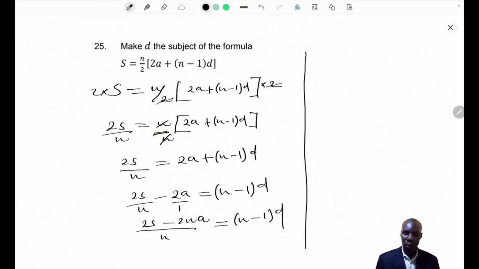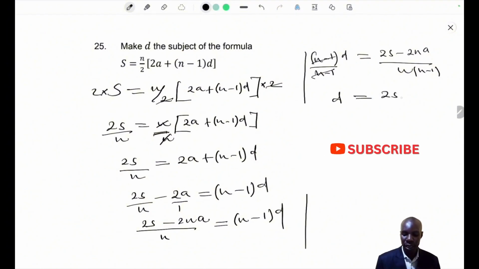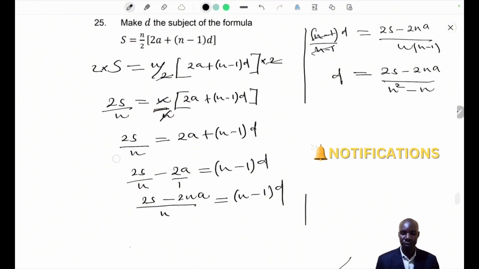So we now have n minus 1 d should be equal to 2s minus 2na over n. If we divide both sides by n minus 1, this will cancel out. We'll have d equals 2s minus 2na over n squared minus n. And that is d.